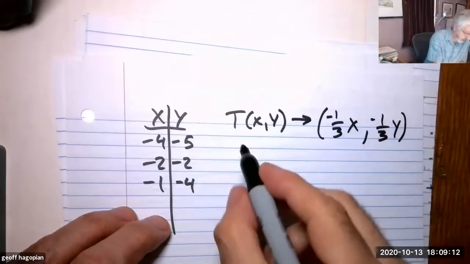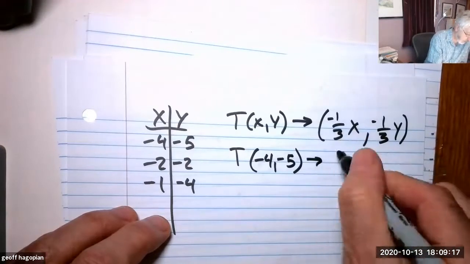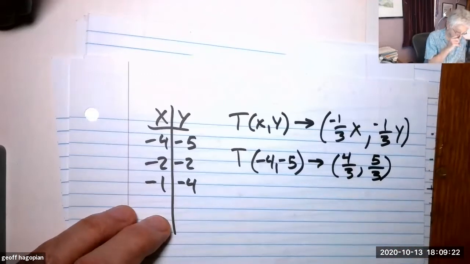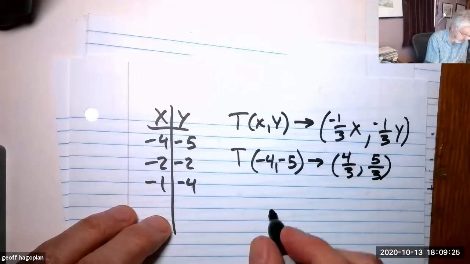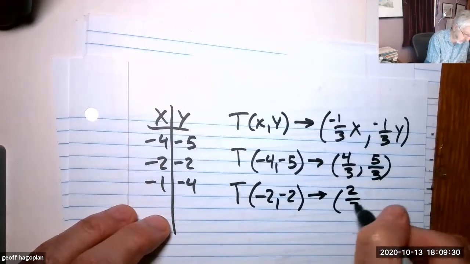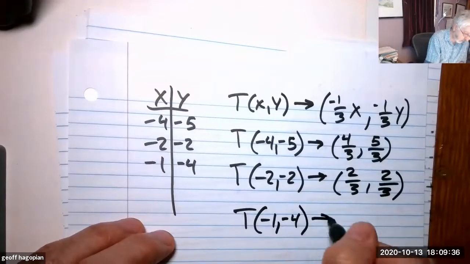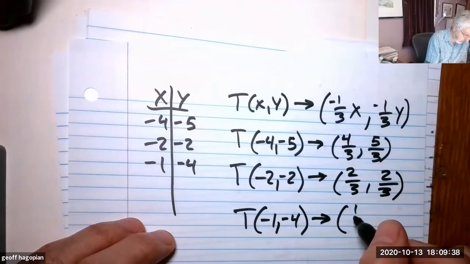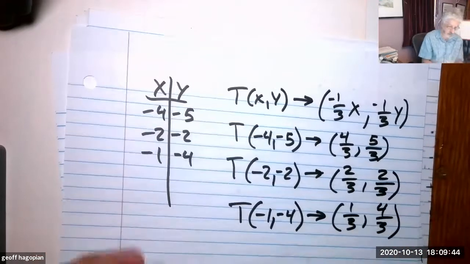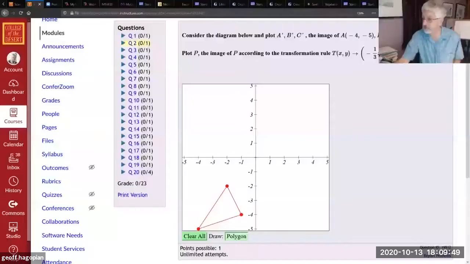But that means essentially that the transformation of (-4, -5) will be to (+4/3, +5/3), right? So it's swapped over from the third quadrant into the first quadrant. And T of (-2, -2) will go to (2/3, 2/3), and T of (-1, -4) will go to (+1/3, +4/3). So I just need to approximate those transformed points on my graph, right?